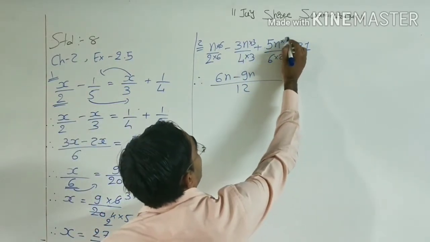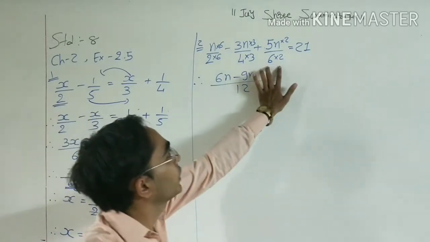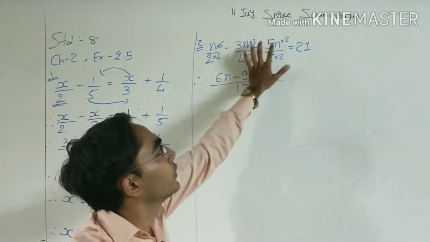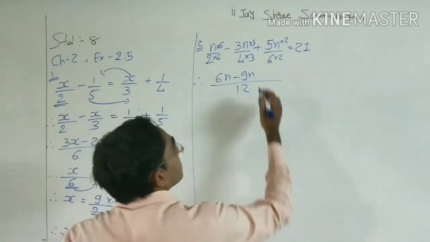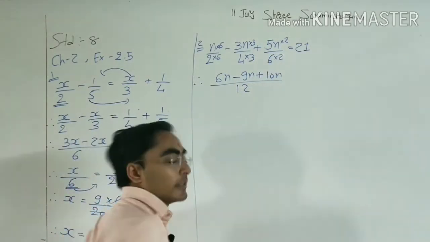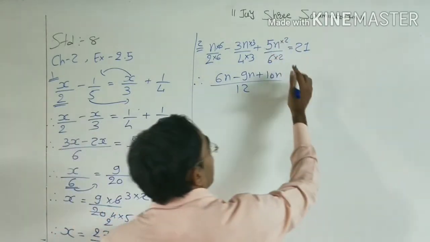Here we have 6. We need to multiply by 2, right? So in the denominator 6 2s are 12, and in the numerator 5n multiplied by 2. So 5 2s are 10n. So here 10n. And 21 as it is.